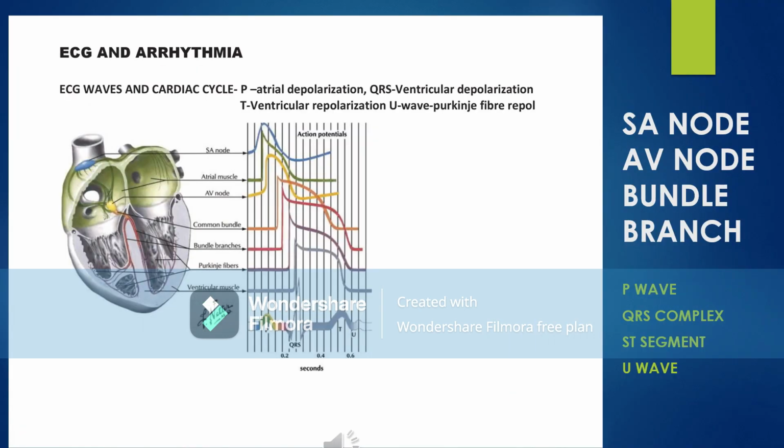A normal ECG has a P wave, a QRS complex, and a T wave. The P wave indicates atrial depolarization or atrial contraction. The QRS complex indicates ventricular depolarization or ventricular contraction. The T wave indicates ventricular repolarization or the resting period. The U wave indicates the Purkinje fiber repolarization.